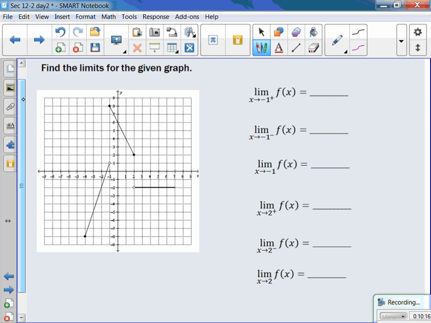What's one closest to negative 1 on the right? Absolutely. Here's my negative 1, so we choose the one immediately to the right of it. So as my graph gets closer and closer to that negative 1, what value am I approaching?